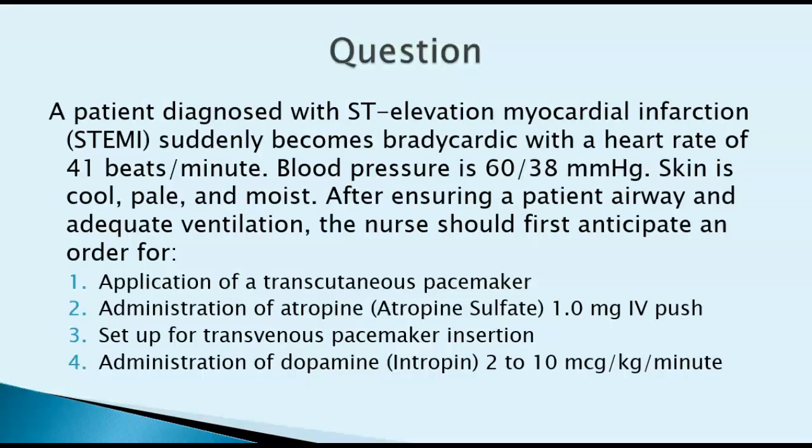So let's go back to our question. A patient diagnosed with ST elevation suddenly becomes bradycardic with a heart rate of 41, blood pressure of 60/38. Skin is cool, pale, and moist. Cool, pale, and moist means it's symptomatic. Moist is a bad sign. Your skin should be dry. After ensuring a patient's patent airway and adequate ventilation, the nurse should first anticipate an order for what? Application of transcutaneous pacer. That's right. Remember that the American Heart Association wants a pacemaker before medication, if possible.